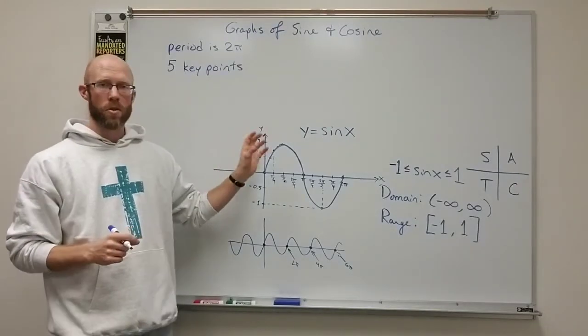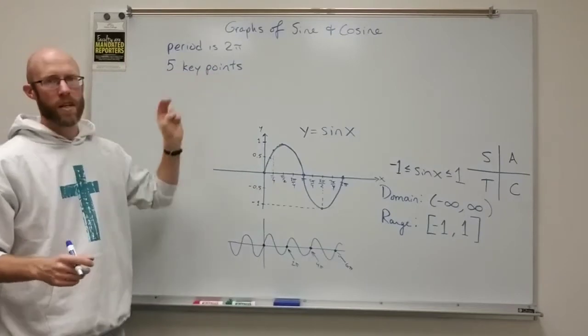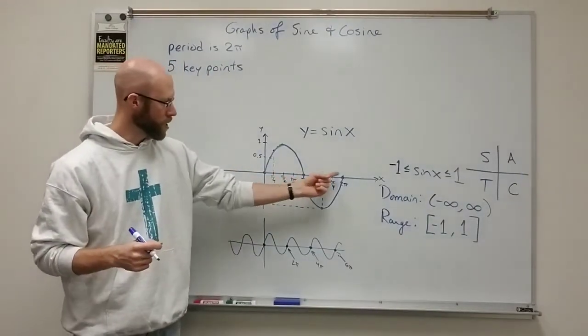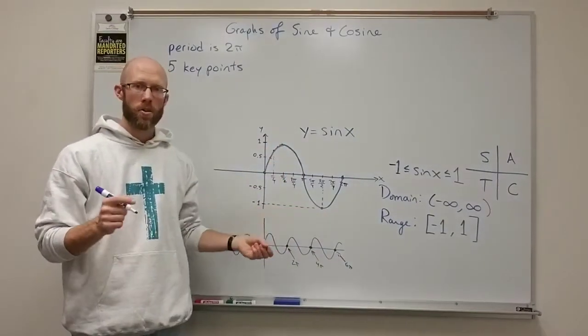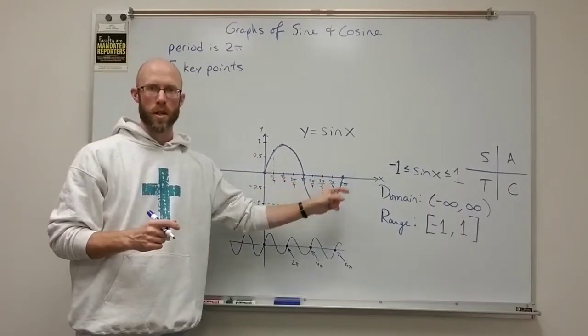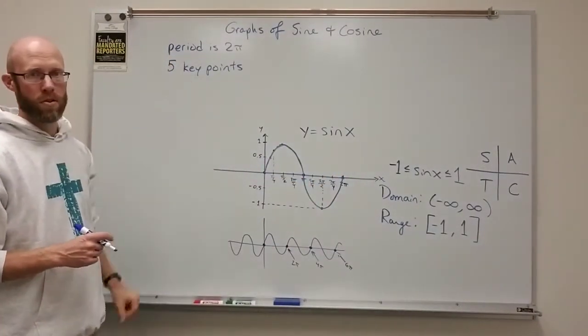When we do those things, I think it's most important to be able to remember these 5 key points and find those. Once you've found the 5 key points, your 3 intercepts, your max and your min, you can really sketch the graph just using a smooth curve going between them, okay? So those 5 key points are going to be important.